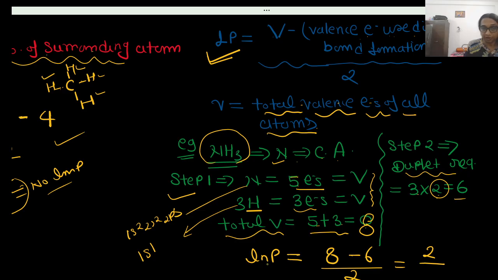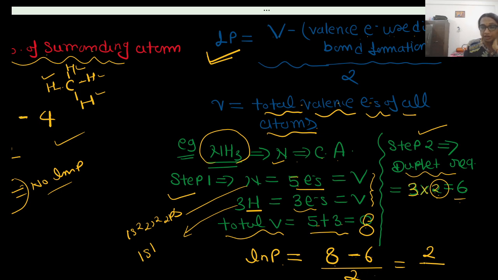Now put this value in the formula. Lone pairs of electrons: V, the valence electrons, is equal to 8, and minus 6. What is the 6? In step 2, we determine the electrons required for completion of the duplet. In case of hydrogen, 2 electrons are required for completion of its duplet. The total number of hydrogens is 3 and each hydrogen requires 2 electrons, and 3 into 2 is equal to 6. Put this value in the formula. So 8 minus 6 divided by 2.